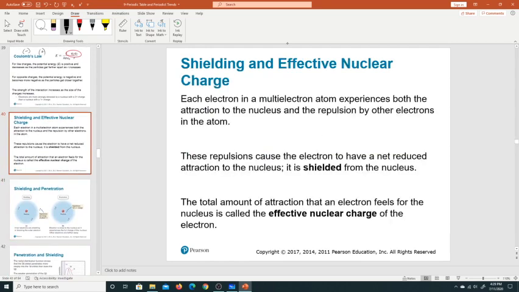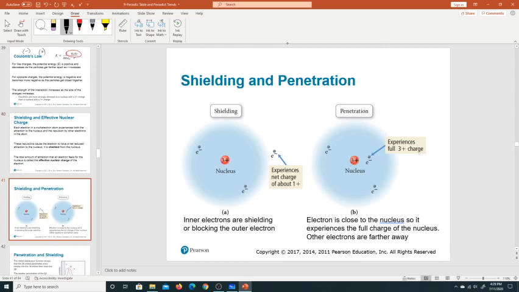We have something called shielding, which affects the nuclear charge. So here's a situation where I have 3 protons in the nucleus and 3 electrons around the atom. The electron farthest away out here is being shielded by the 2 electrons on the inside. These electrons are interfering with the attractive force between the nucleus and the electron. That's being broken up. That's called shielding. So this last electron is not going to feel the nucleus as strongly, just because this negative charge is in the way.